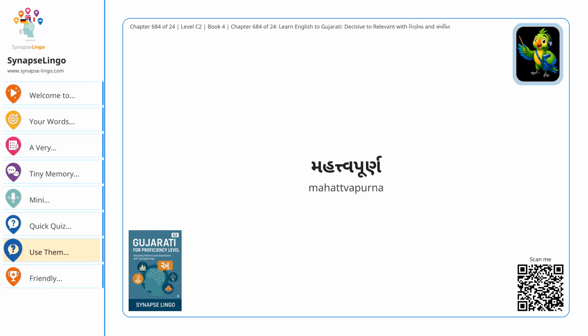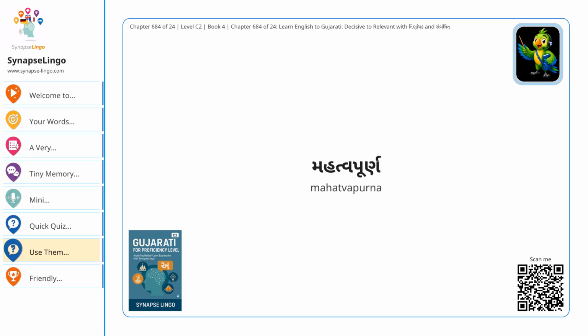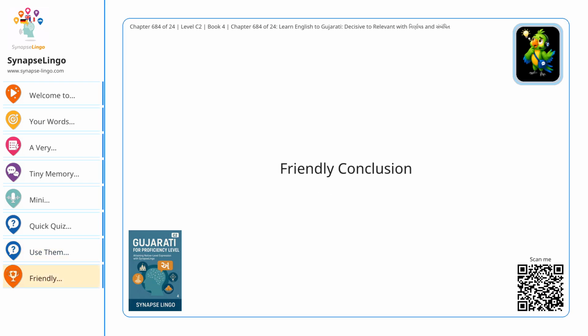When something is big in effect, say, they made a substantial investment. Substantial is महत्वपूर्ण. When something truly matters, say, this is a significant change. Significant is महत्वपूर्ण. When something fits the topic, say, this information is relevant. Relevant is संबंधित.